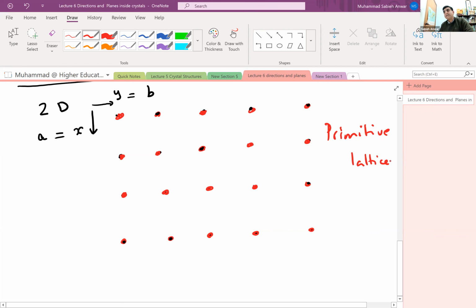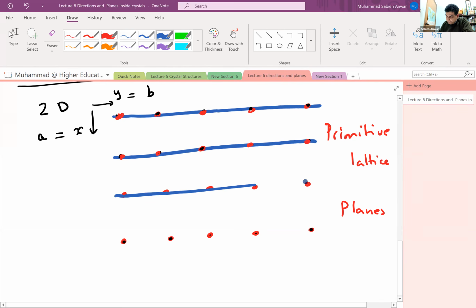Now, if you look at this crystal structure, which has now been composed of a lattice and bases, these atoms can be viewed as lying in planes. So I could talk about this plane. This is a plane of atoms, a surface of atoms. Here is another plane, and another plane. So I have a family of planes. All right, so far so good.